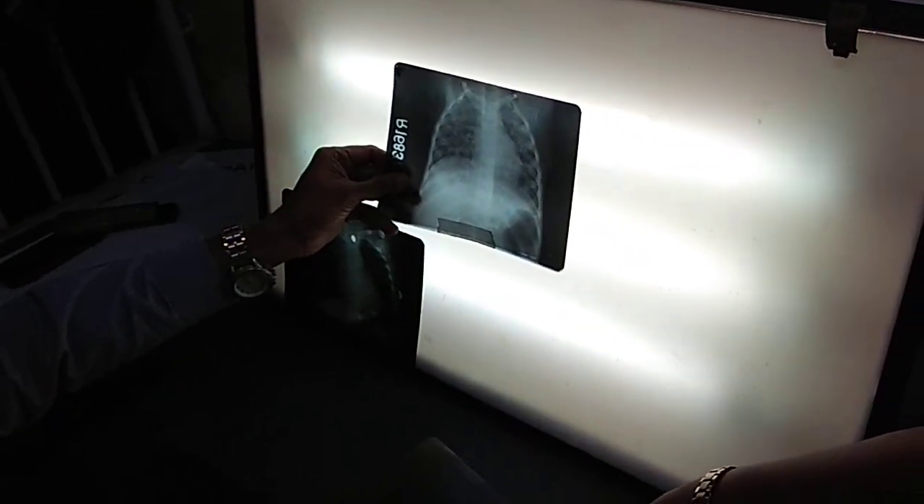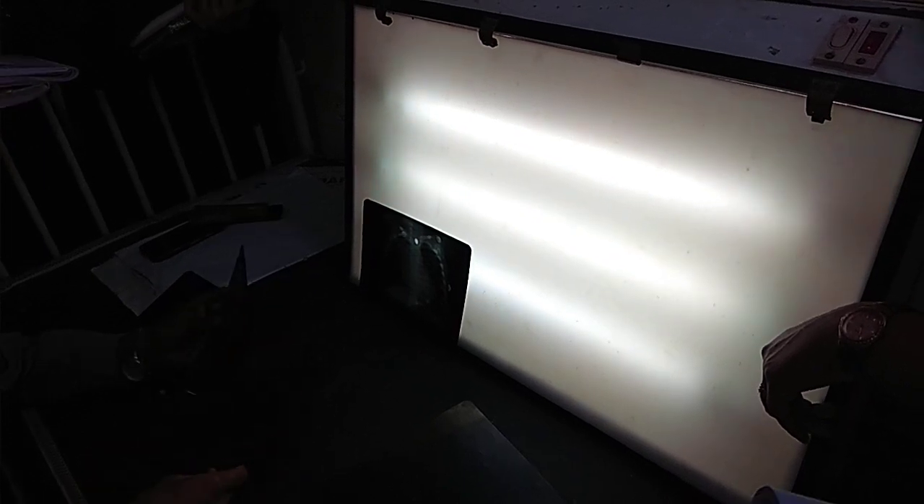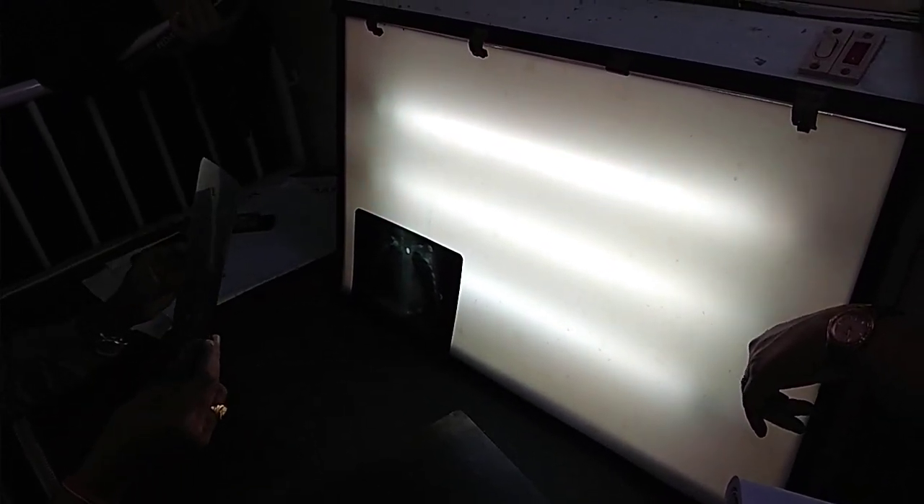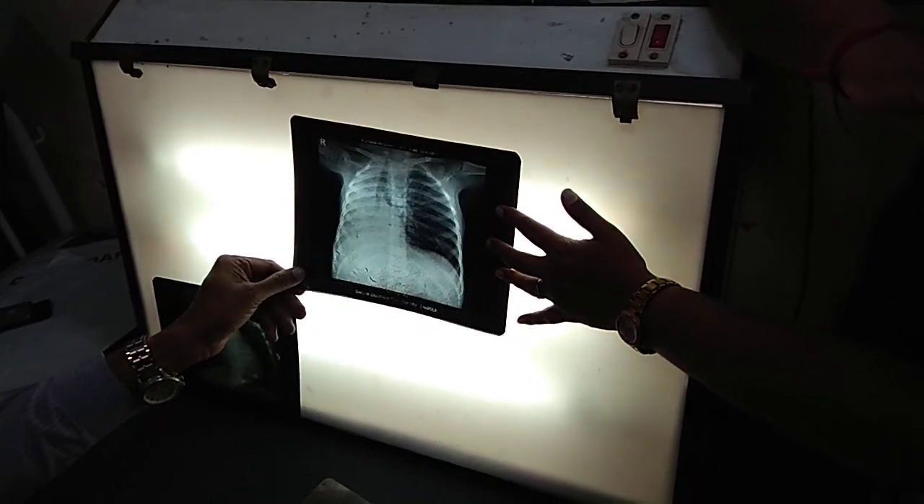Here, see, something like a miliary consolidation, and you are having interspersed translucent areas. I think we discussed this the other day. No, sir.